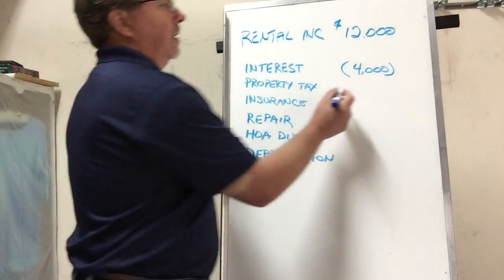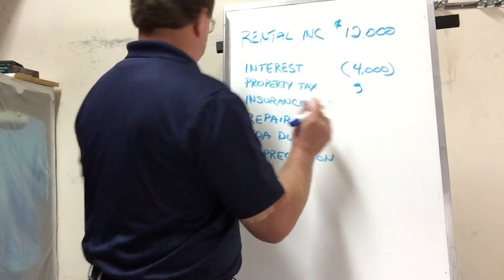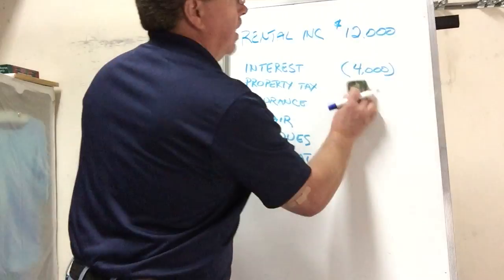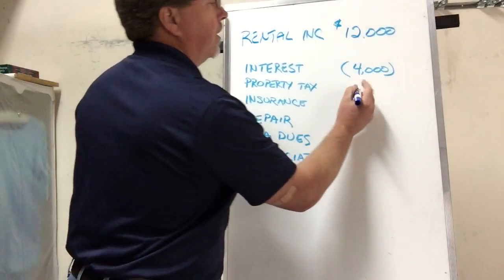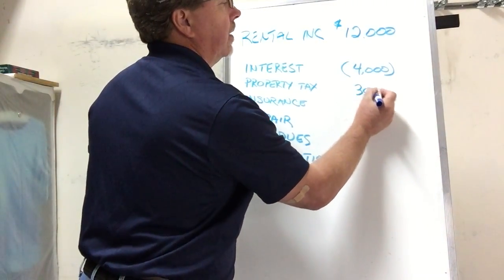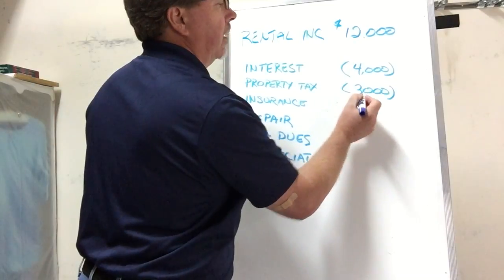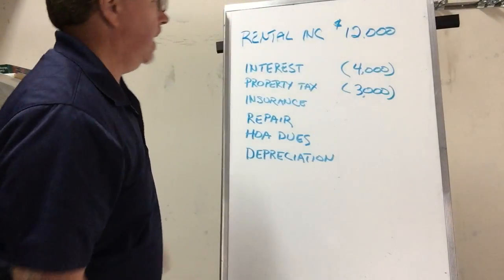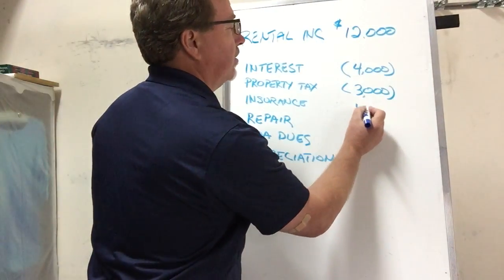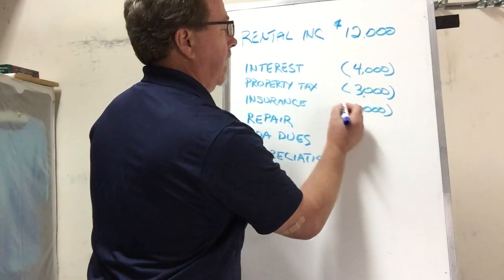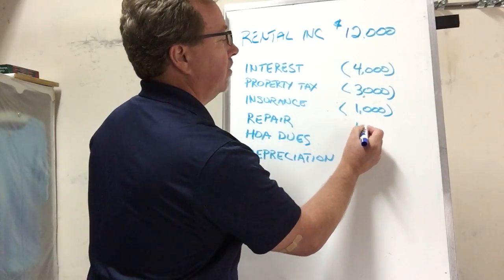Okay. Well, let's say the property tax. Let's say your property tax was $3,000, and your insurance is $1,000, and your repairs are $1,000.